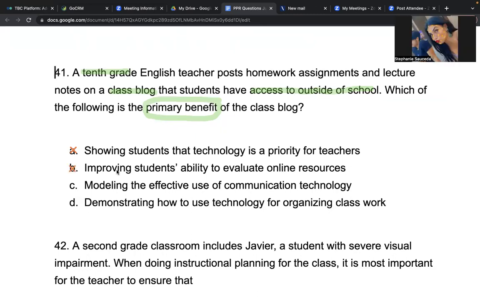Improving students' ability to evaluate online resources. They're not evaluating anything. We're left with D and C. What do we think, guys?